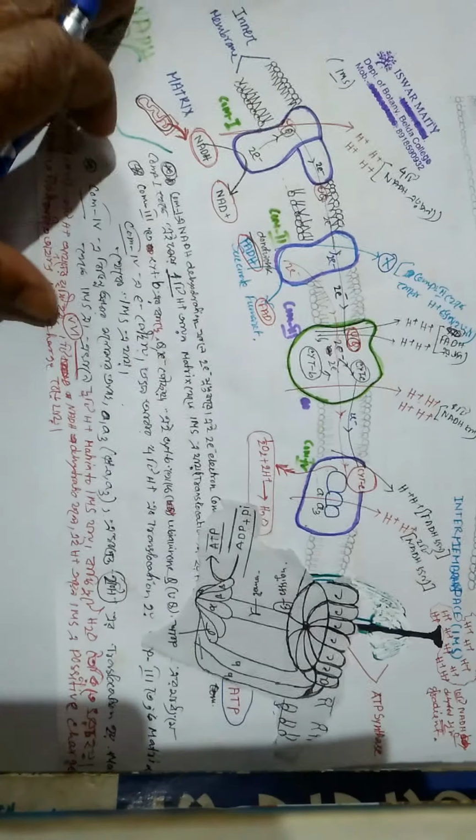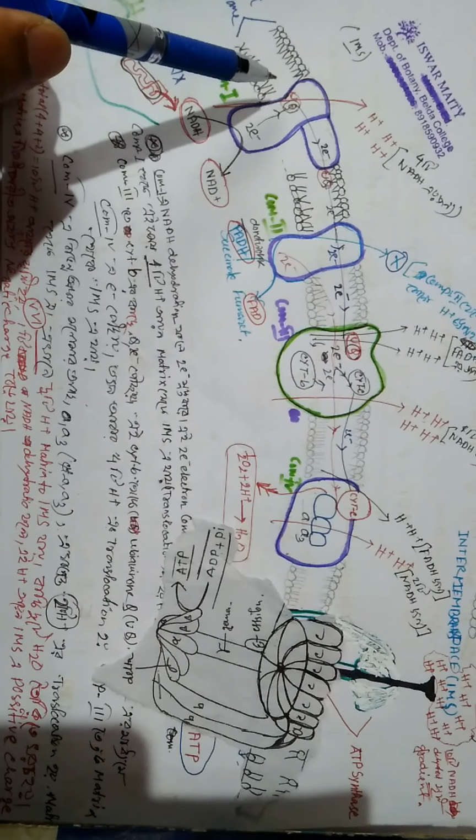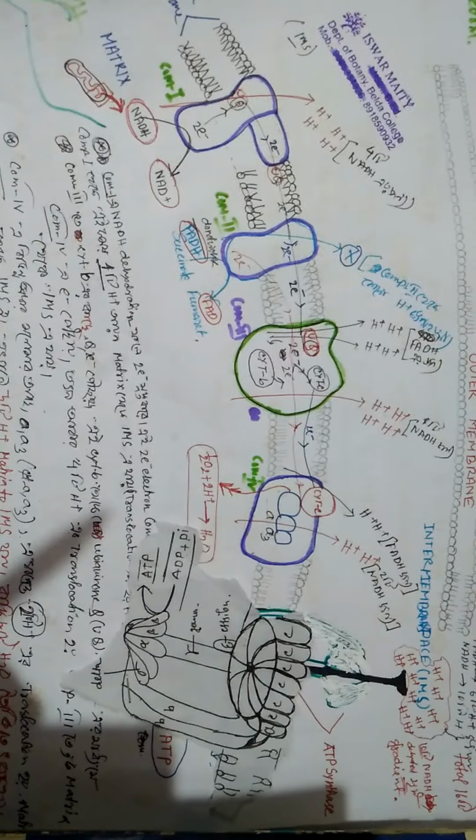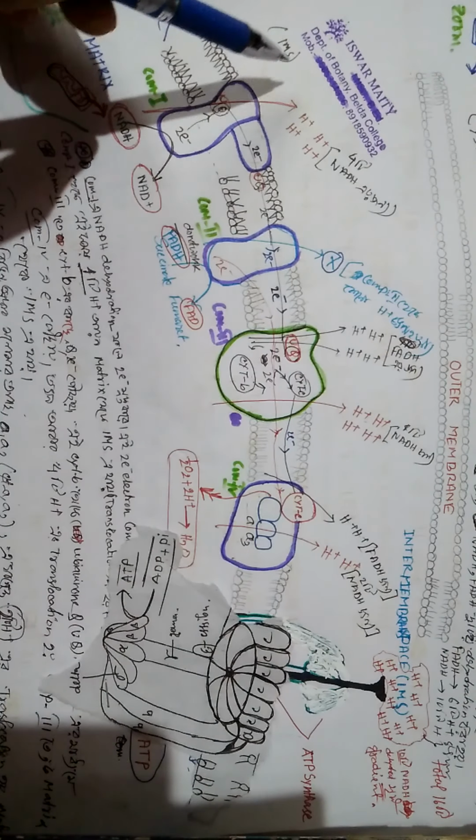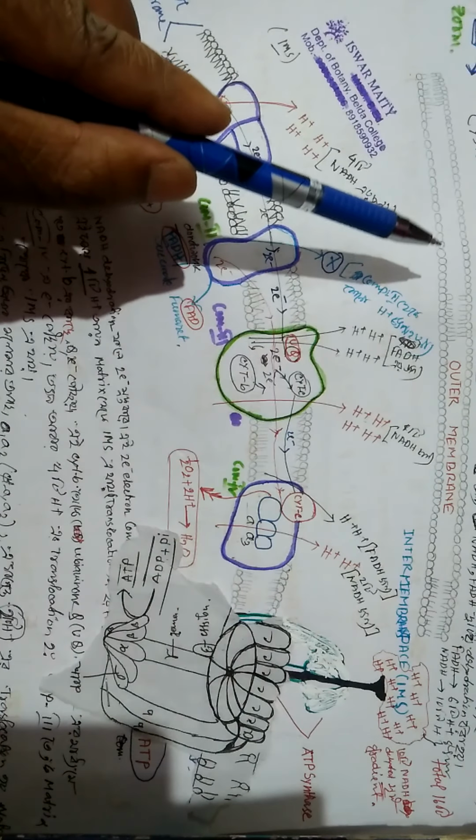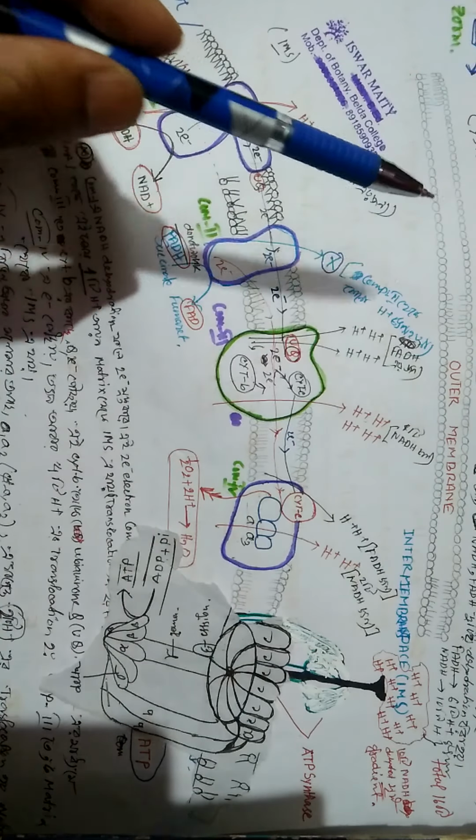NADH and FADH, which are produced during the Krebs cycle, when NADH is dehydrogenated, then two electrons are released into complex number 1 of the mitochondrial inner membrane. This is the inner membrane of the mitochondria. This is the intermembrane space, and this is the outer membrane. Okay, and this side is the matrix side.